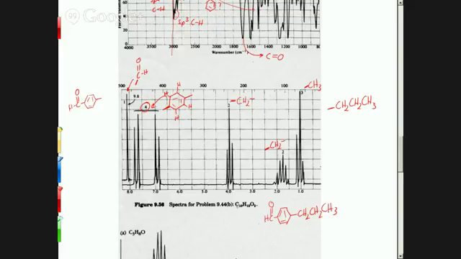So we're supposed to have 10 carbons, 12 hydrogens, and 2 oxygens. So 1, 2, 3, 4, 5, 6, 7, 8, 9, 10. We've got 10 carbons. 1, 2, 3, 4, 5, 6, 7, 8, 9, 10, 11, 12. We've got 12 hydrogens. Only 1 oxygen. So where can we stick another oxygen in that doesn't mess up all of our splitting and all of our other stuff that we've been doing?